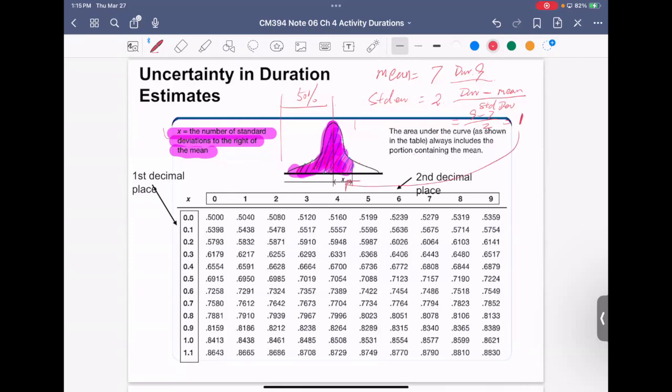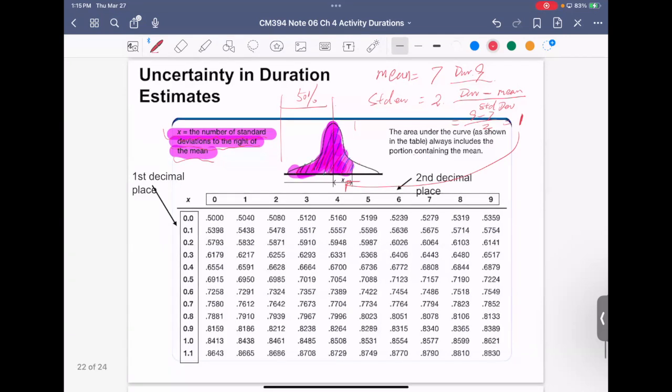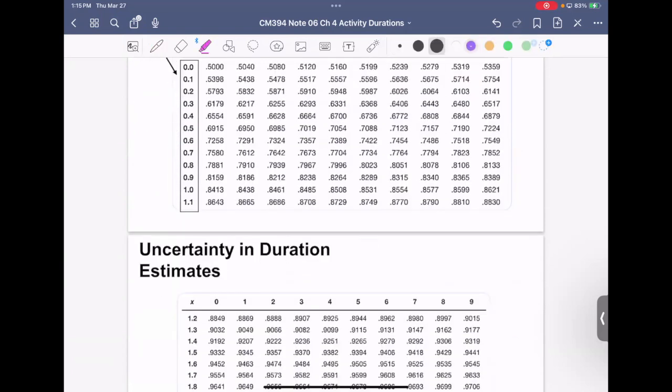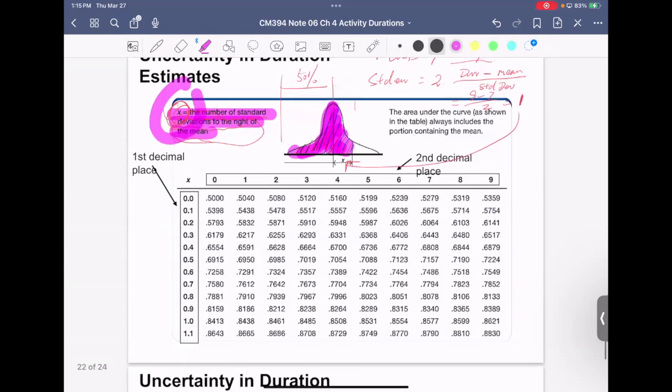Okay? So it's the number of standard deviations to the right of the mean. To the right of the mean is more than the mean. You take the duration minus the mean duration, and then you get that difference. Divided by the standard deviation, you get this x. So this x is not the number of differences to the mean. It's the difference divided by the standard deviation.